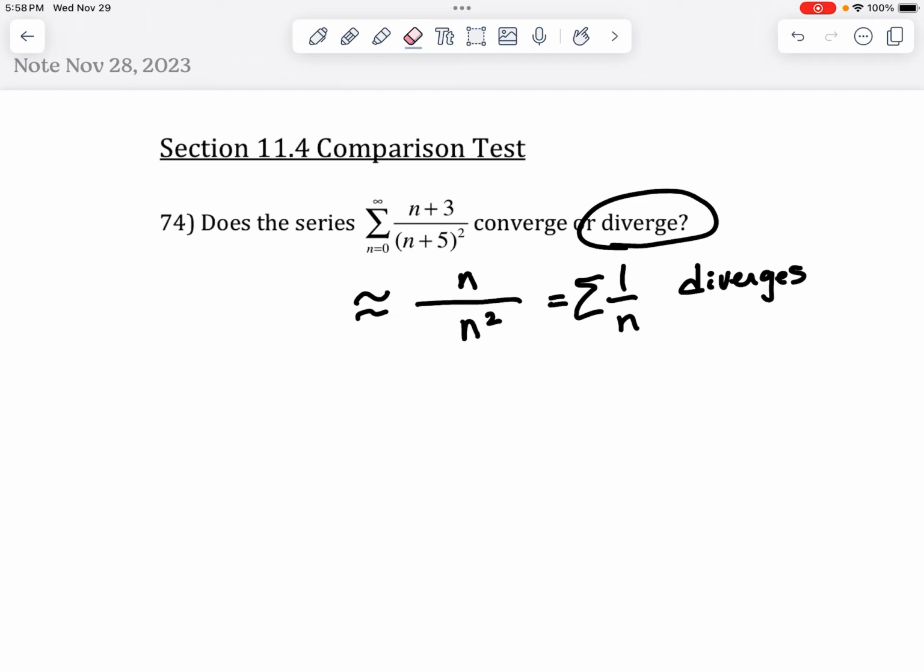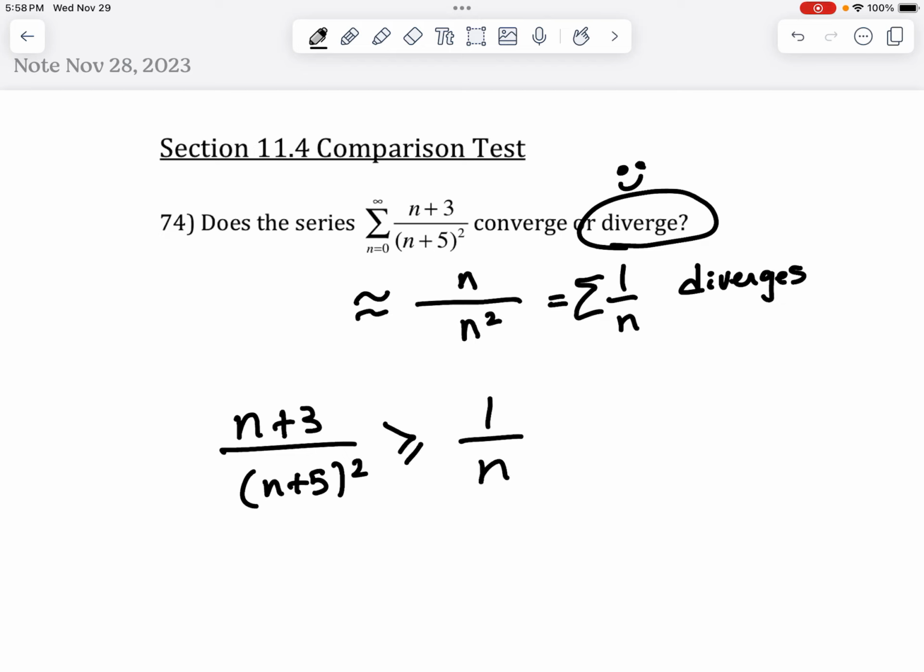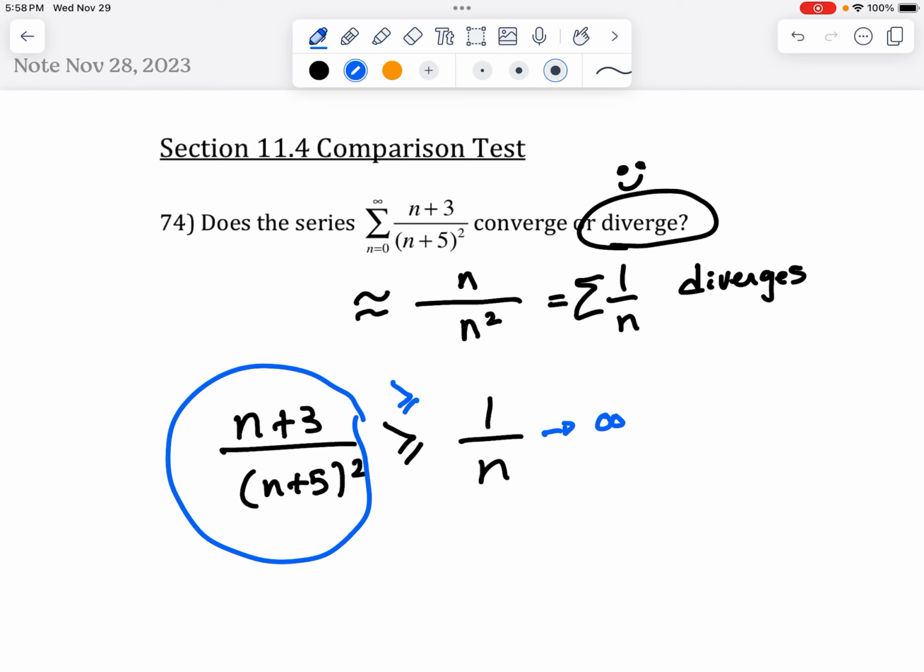So I just get my original series, n plus 3 over the n plus 5 squared. And if you want to show that it diverges, then you need to show that it's actually bigger than or equal to a series that you know diverges. So basically, if this one is going to add up to infinity, and you know that this one is bigger than that or equal, then our original series is going to equal infinity or diverge also.